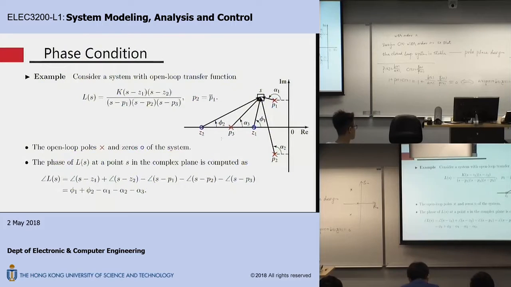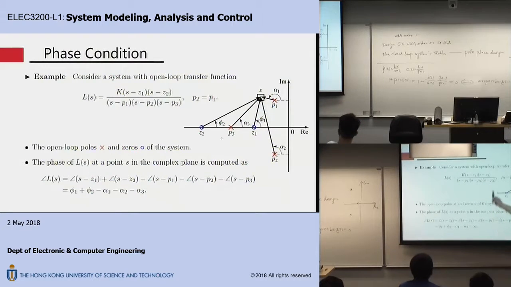We look at the phase of this factor. The phase of this factor is actually this angle. S minus Z1 is this vector. This is the phase of that vector, and you get this phi1. Also, you have a Z2 here. The S minus Z2 is this vector. Then you get this. So this phase plus this phase plus this phase.